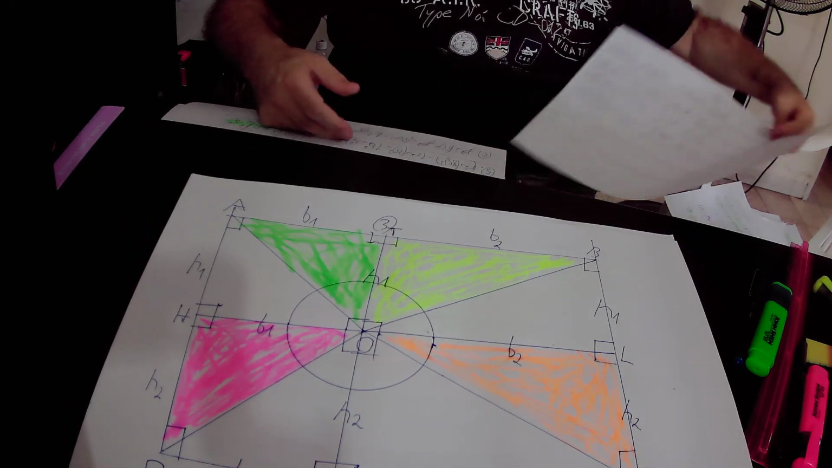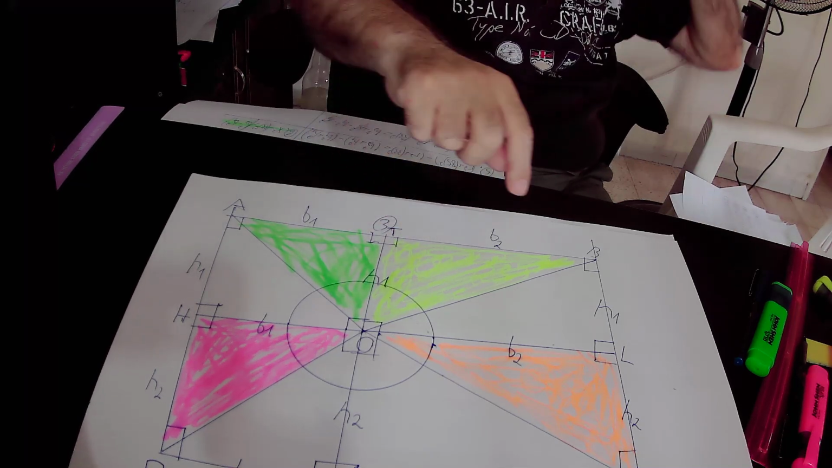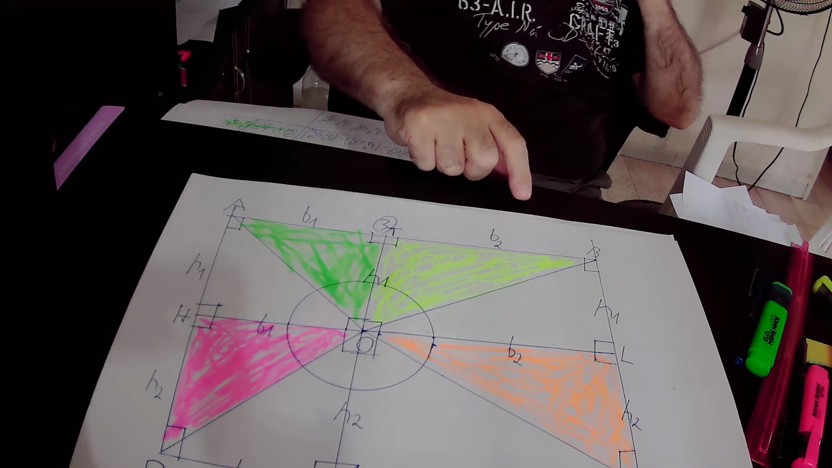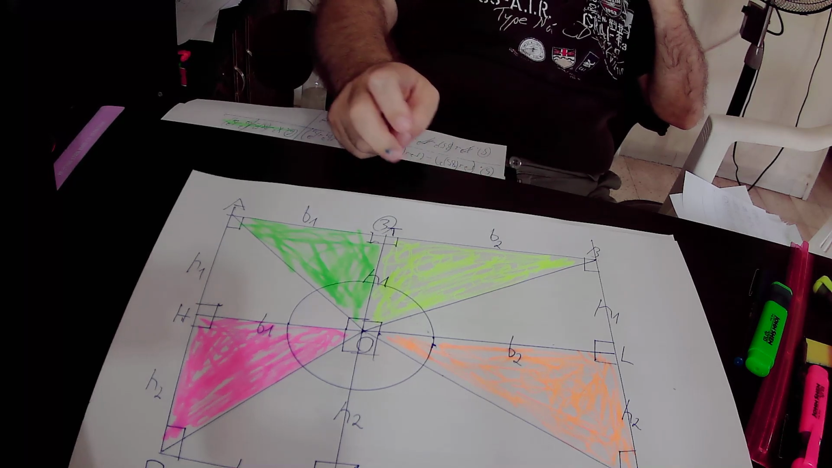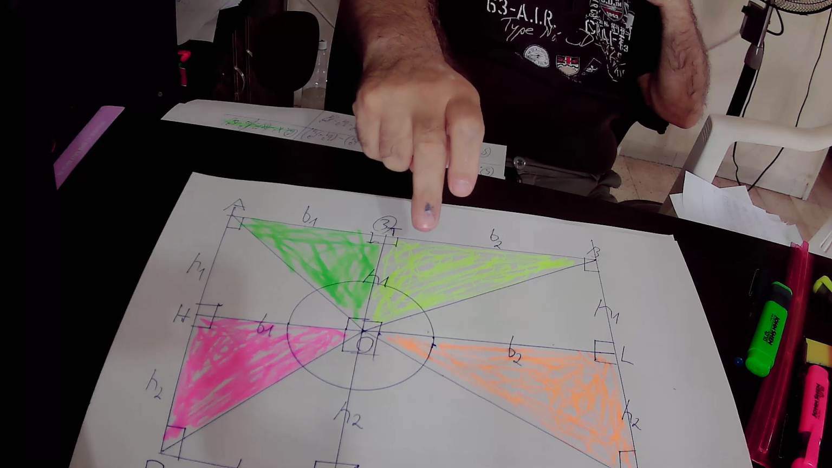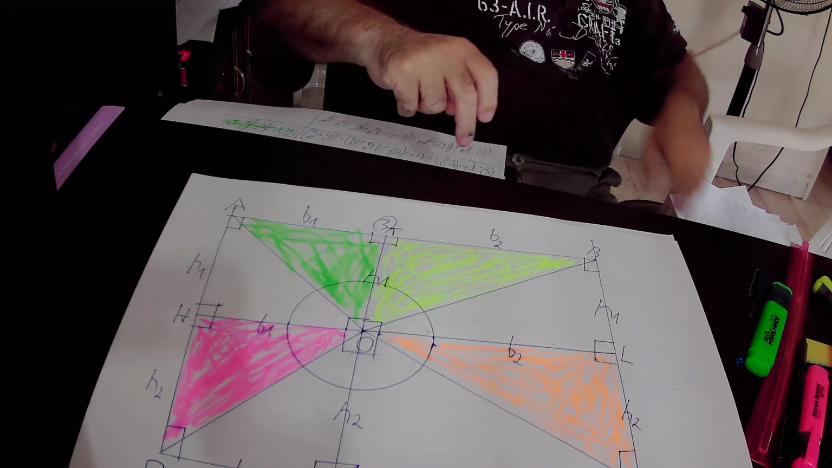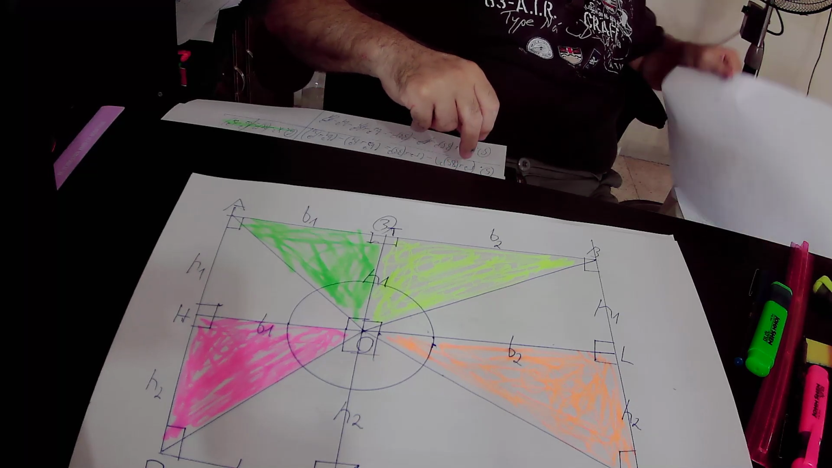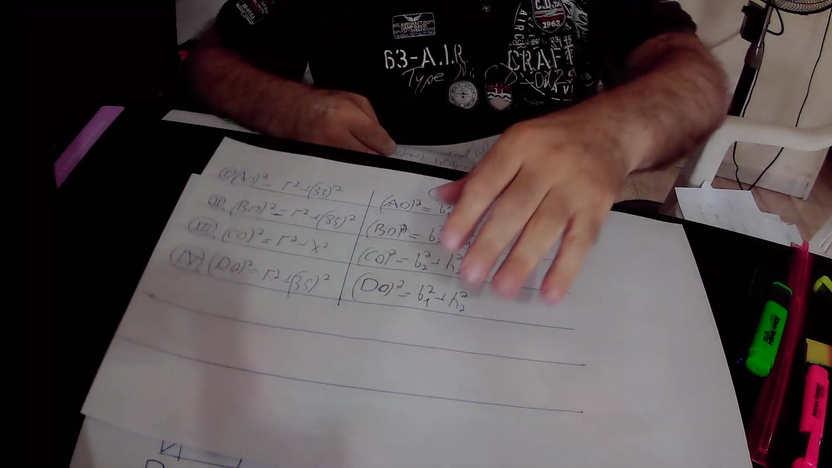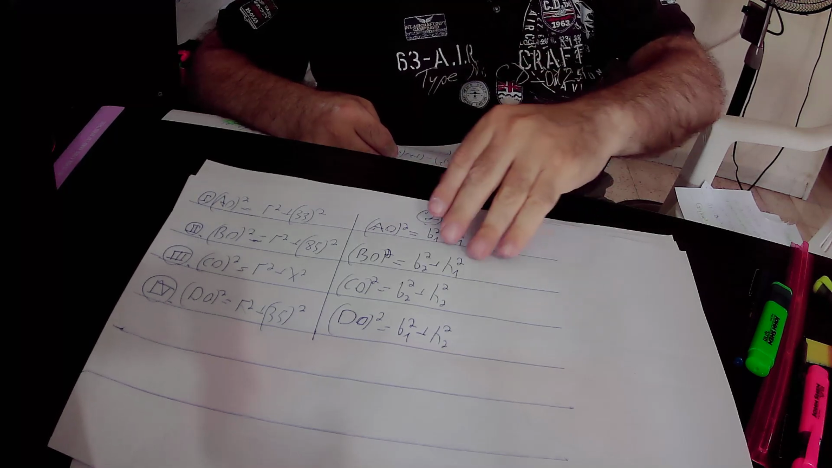Then we join points B and O together by a straight line. We implement the Pythagoras theorem in the right yellow triangle TBO. In the right yellow triangle, according to the Pythagoras theorem, BO square equals B2 square plus H1 square. And again, in the right yellow triangle, BO square equals B2 square plus H1 square.